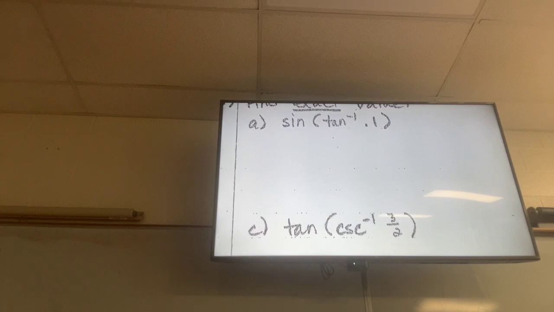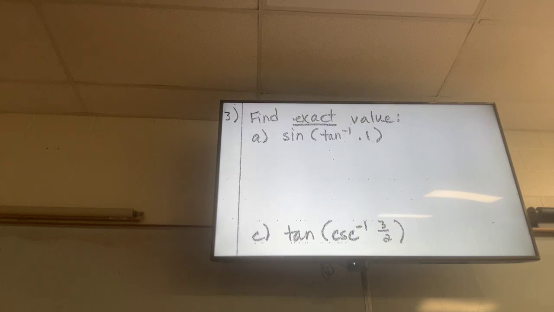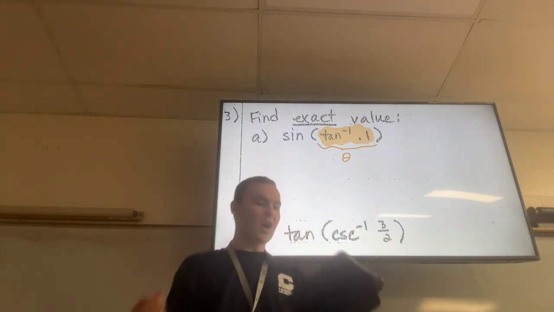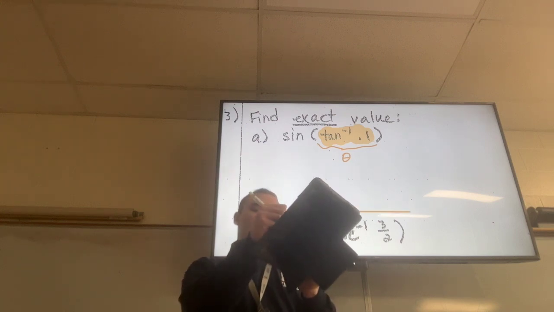All right, sine of inverse tangent of 0.1. So here's what we're gonna do. Focus on the stuff inside the parentheses. Work your way inside out. I'm gonna label this angle in here theta. We want the sine of the angle whose tangent is 0.1. What do you guys think I'm going to do? If we have an angle, and we know its tangent, we can draw what? A right triangle.